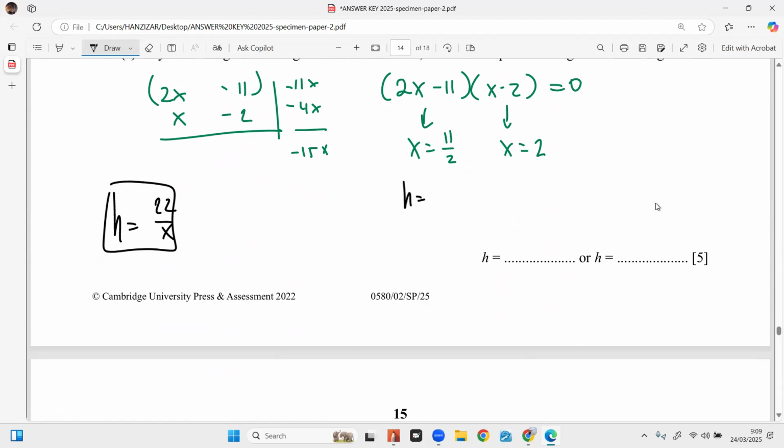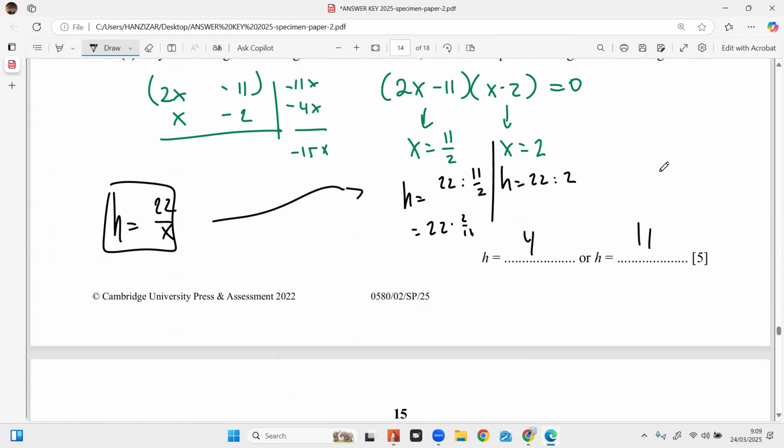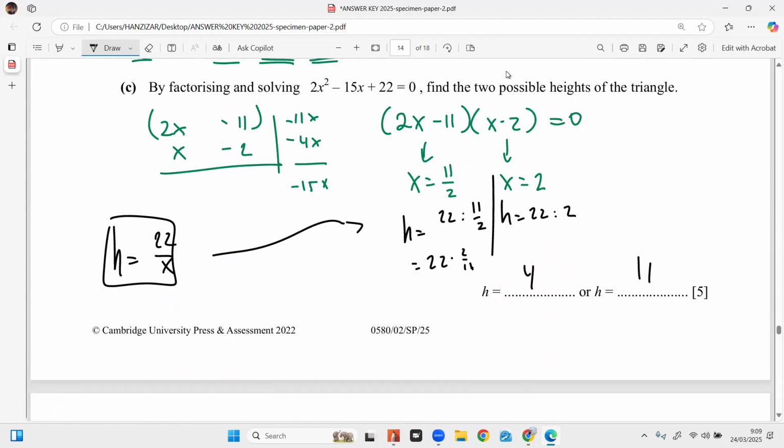So the h is 22 divided by 11 over 2, which is 22 times 2 over 11, 4. 22 divided by 2, according to this rule, 11. 4 or 11.